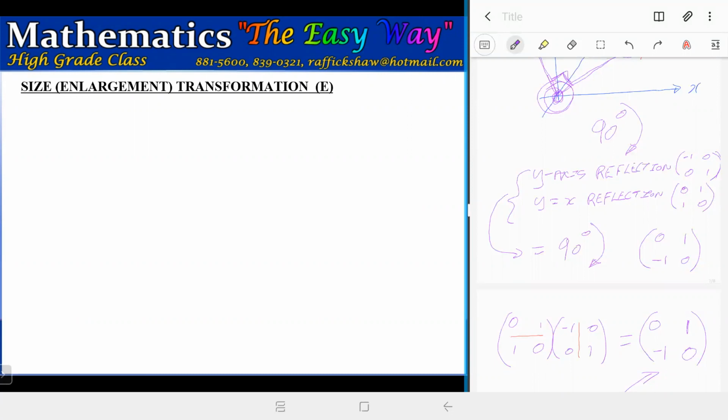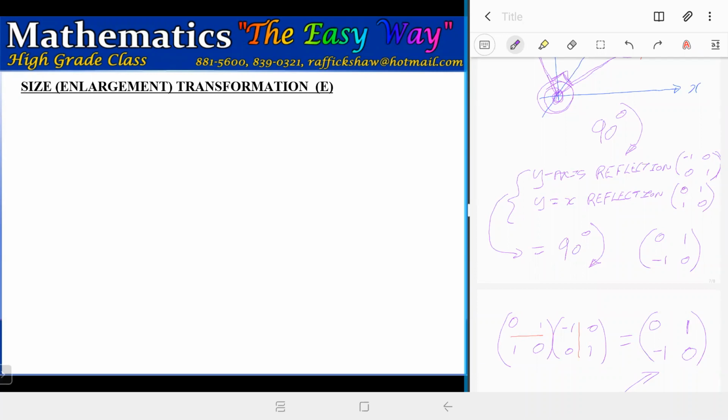All right, let me start my size transformation, the enlargement transformation. I'm going to do the enlargement transformation, and I'm going to leave the compound transformation for Sunday. I want you to pay attention to the details of this now.